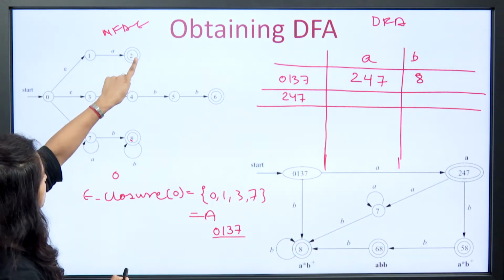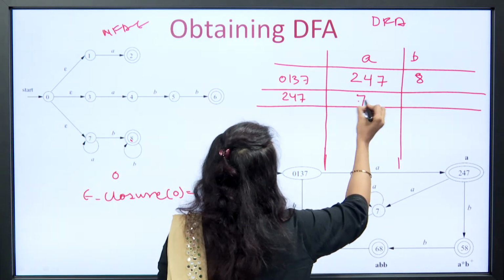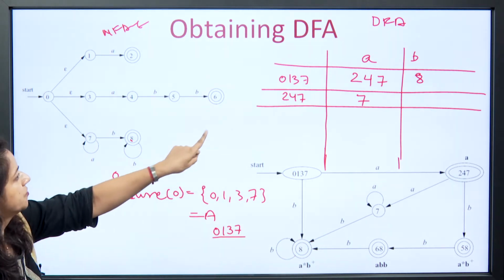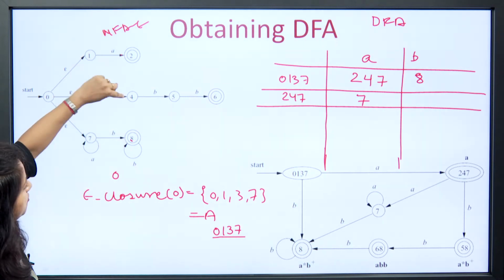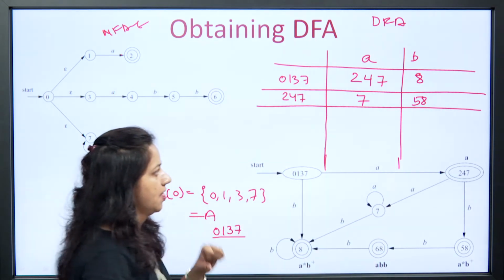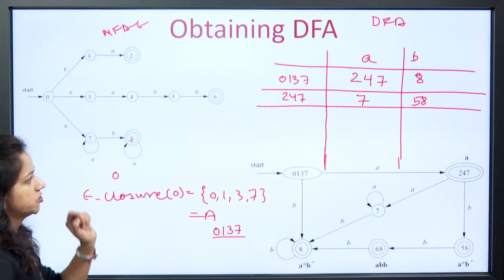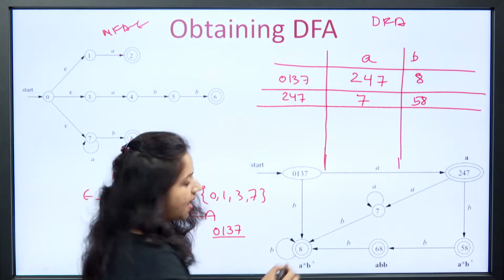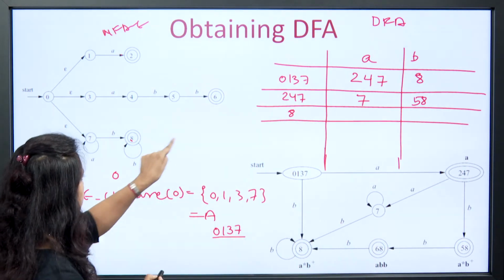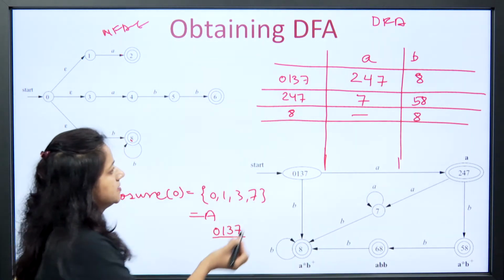Now, at 2 for A, no transition; 4 for A, no transition; 7 for A, next state is 7. Now, E closure of 7 is 7 itself. Now, 2, 4, 7 for symbol B: 2 has no transition, 4 for B, next state is 5, and 7 for B, next state is 8. E closure of 5 is 5 itself, E closure of 8 is 8 itself. Now, the newly appeared state is 8. 8 for A, no transition; 8 for B, next state is 8. E closure of 8 is 8 itself.